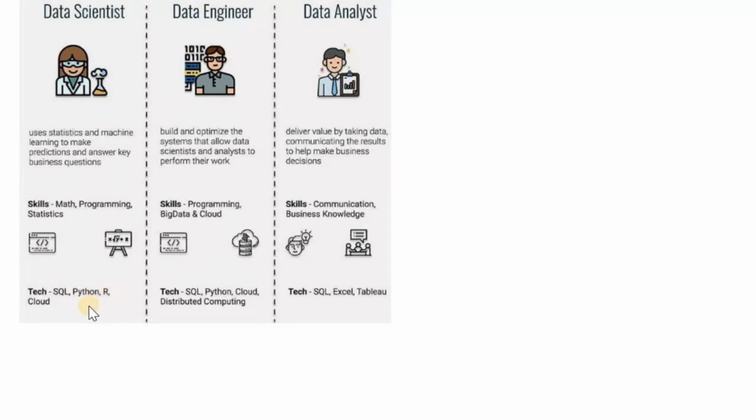Moving on, if we talk about data engineers, they build and optimize the systems that enable data scientists and analysts to do their work. Their skills include programming, big data, and cloud technologies. Their go-to technology would be SQL, Python, cloud, and distributed computing. Data analysts, on the other hand, use the systems developed by data engineers to deliver value by communicating results that drive business decisions. The required skills include communication and business knowledge.